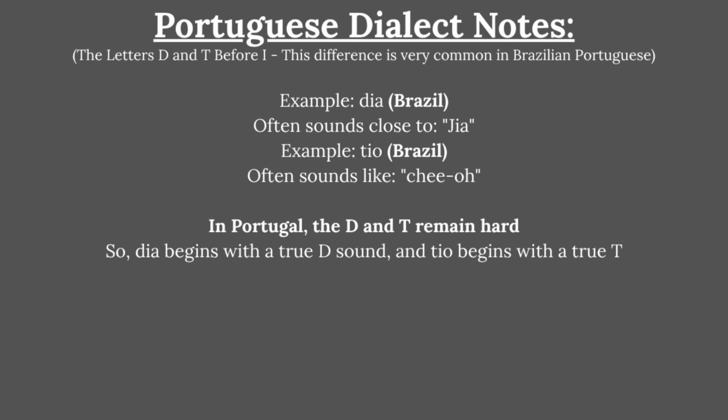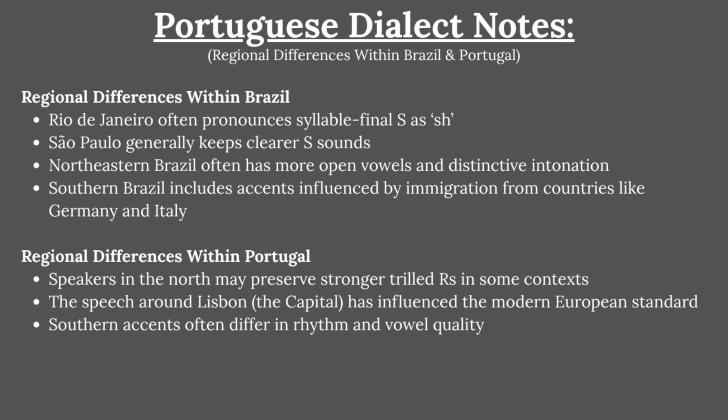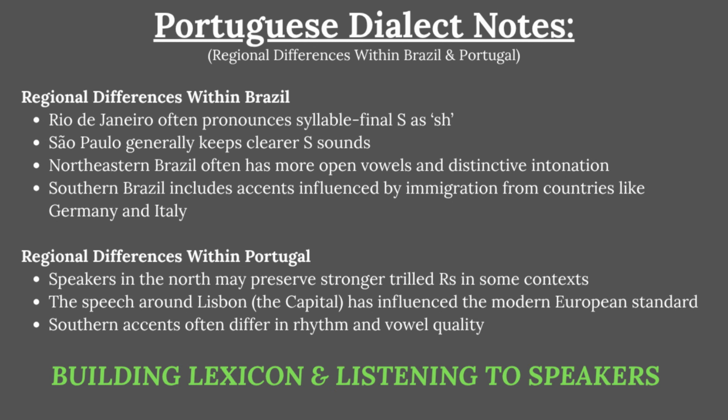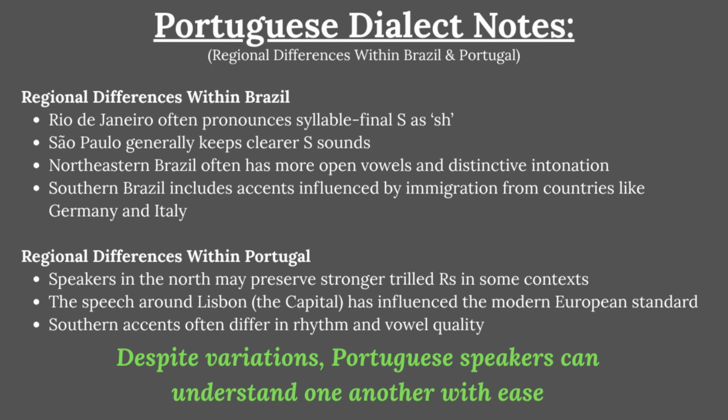The last thing to note regarding dialects is the regional differences within countries. Depending on the place where you would want to speak Portuguese, different regions can have different varieties. And in general, it's something that you learn by building your lexicon and listening to native speakers. Despite these variations, Portuguese speakers across regions can understand each other because, as always, dialects are mutually intelligible. So, this is how the Portuguese alphabet and its letters and sounds work in the language.